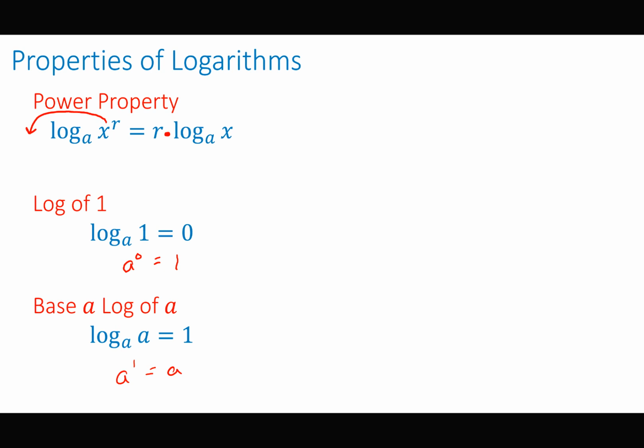All three of these properties are beneficial. That power property actually comes into play quite a bit. We have log base a of x to the r, and we can bring that r out. We no longer have that exponent. Oftentimes that r will be a variable we're trying to solve for, so using logs allows us to bring that variable out from the exponent and then solve.